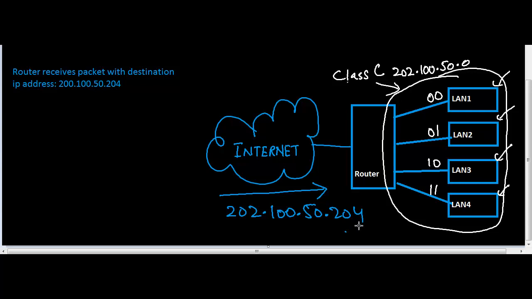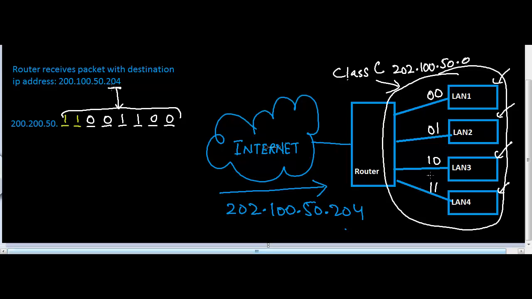Because this is a class C address and the last octet represents the host bits, I'm going to write this last octet 204 in binary form, and 204 in binary equals 11001100. Since we are using the first 2 bits to represent the subnet, our subnet ID in this case is 11, which means the router will forward this packet received on this link.